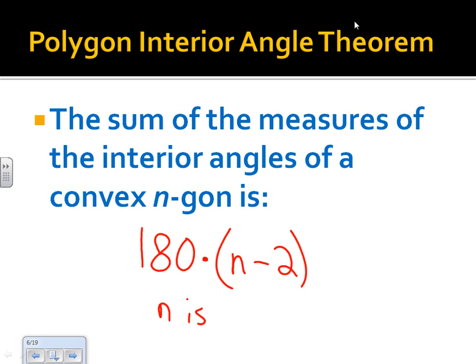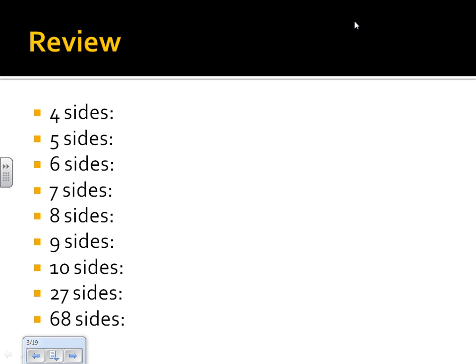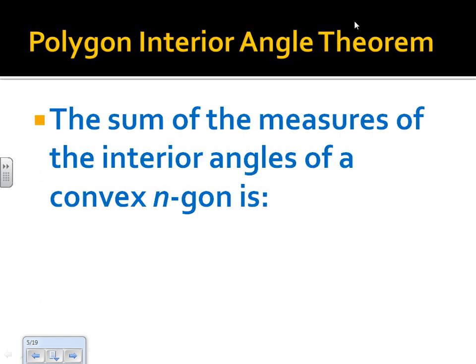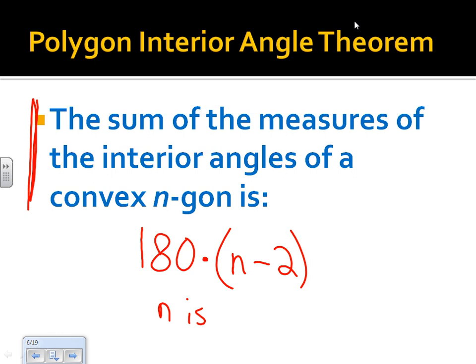So, Khalil, that's the formula. The formula is the sum of the measures. But what does N stand for? No, it doesn't. Let me go back. If I give you an n-gon, what does N stand for then? The number of sides. Same thing. Here we have N again. What is N then? Yeah, N is the number of sides.